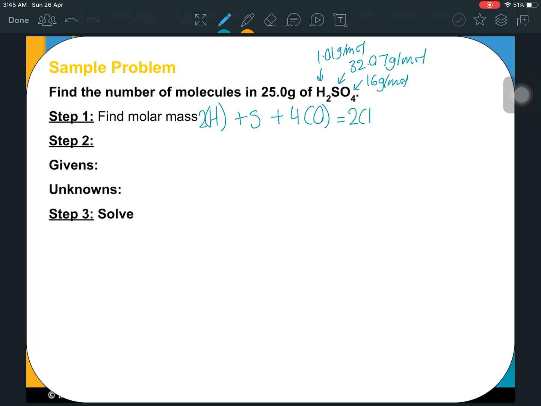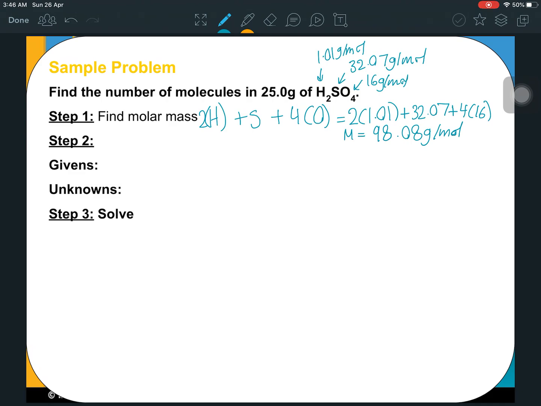So let's go ahead and substitute all of this into the equation. So it's 2 times 1.01 plus 32.07 plus 4 times 16. All of that, so capital M, is equal to 98.08 grams per mole. Remember, it's a good idea to get to know your calculator really well, know all the little things. Remember, guys, if you end up getting an answer that is in the form of a fraction, hit the little SD button. It'll turn it into a decimal for you.